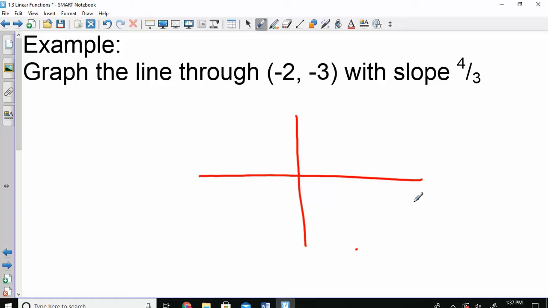We don't even have to do that much work though, because if I gave you a point on it, you just start at your point and then you do your slope. Rise over run. Up 4 over 3. And then I've got my 2 points. And draw my line.